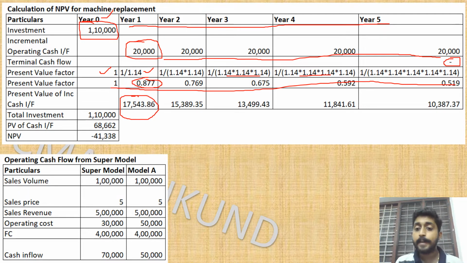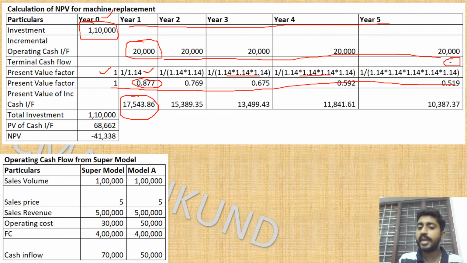17,543 is the present value. If you bring the value of 20,000 at the end of the first year to year 0, the value is about 17,000. It is simple: if you invest 17,000 in a fixed deposit with an interest of 14%, then at the end of the year you will get principal plus interest, a value of 20,000.